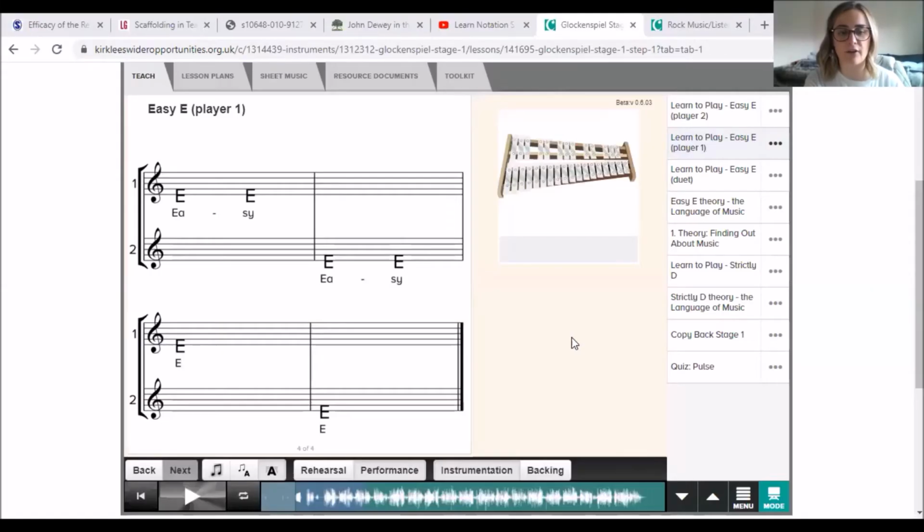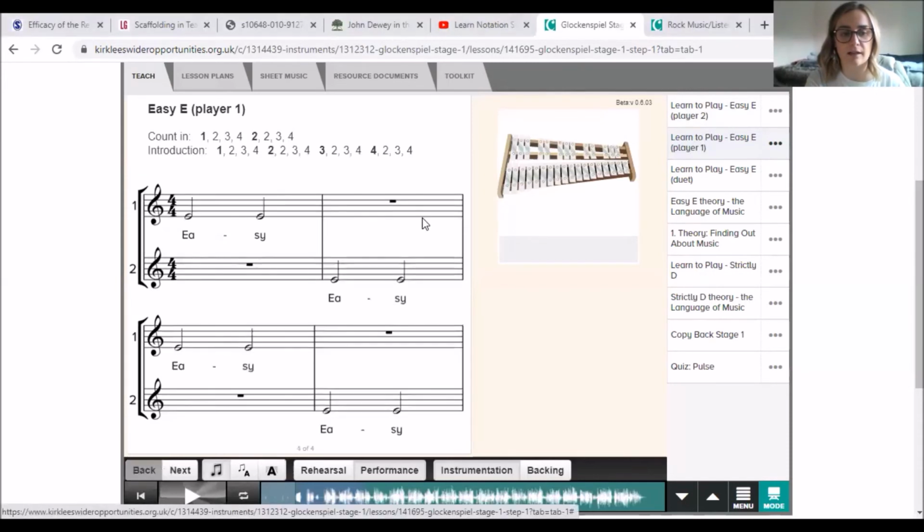Okay, so what we're going to do now, we're going to follow the Charanga video and we're going to play along with our glockenspiels. So the first thing that you need to do, your teacher is going to tell you which side of the room are going to be player 1 and which side of the room are going to be player 2. Okay, so the very first thing that we're going to do, we are going to look at the notes to figure out what we've got to play.